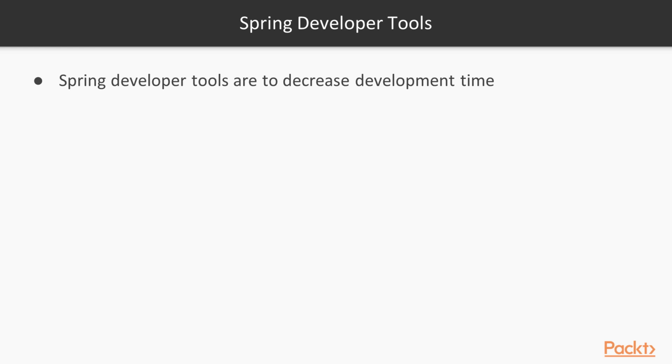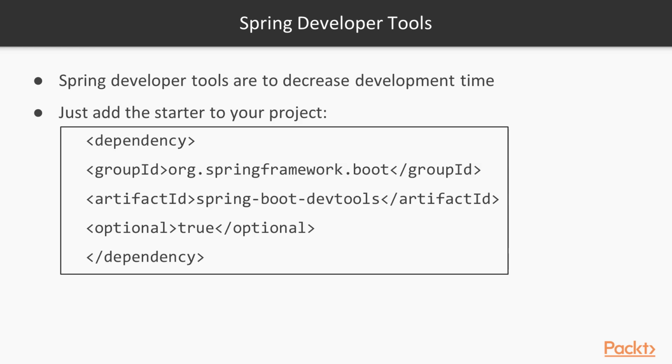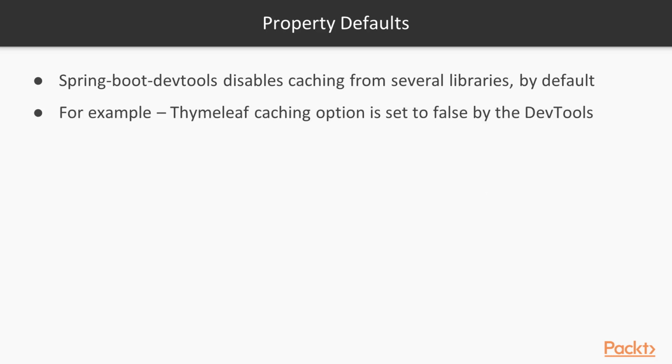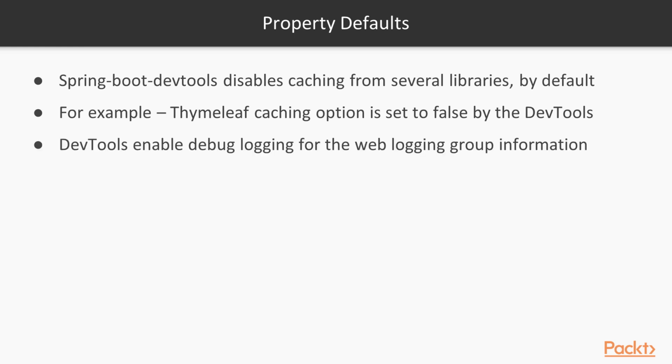The Spring Developer Tools are very helpful to decrease development time. You simply add the starter to your POM file. If you integrate the Spring DevTools, they disable caching from several libraries by default. For example, the Thymeleaf template engine has the caching option set to true by default. The DevTools set it to false.